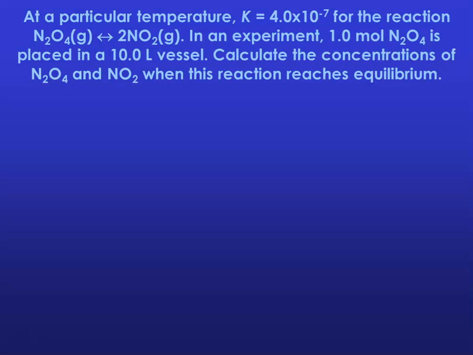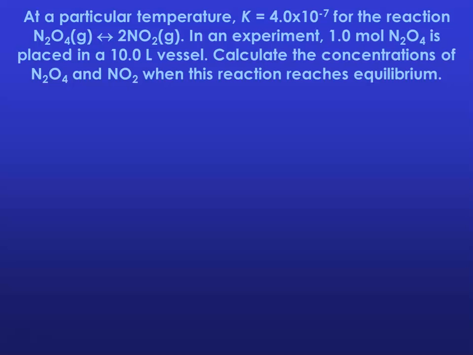We have dinitrogen tetroxide breaking down into nitrogen dioxide. The K is 4 times 10 to the negative 7th. So primarily it's staying as N2O4. Only a very small fraction is being converted to NO2. We do have a balanced equation, and we're taking 1 mole of N2O4, we're placing it in a 10-liter vessel, and we want to know what the concentrations are of these two components when equilibrium is established.